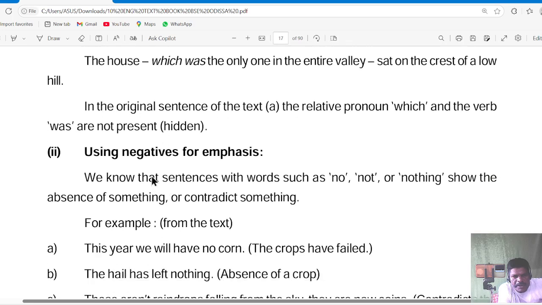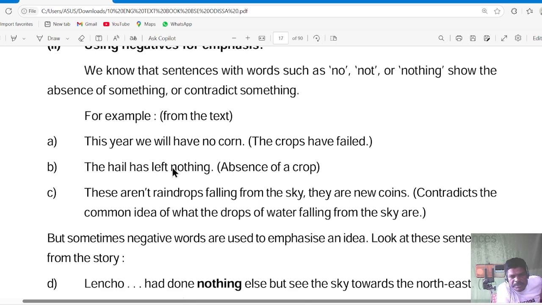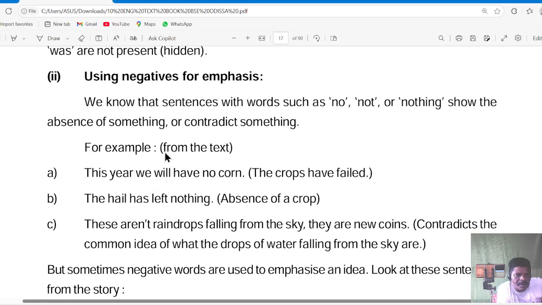Okay. Usually negative for emphasis. We know that sentences with words such as no, not or nothing show the absence of something or contradict something. For example, from the text: this year we will have no corn. The corn has failed. The hail had left nothing, absent of crops.